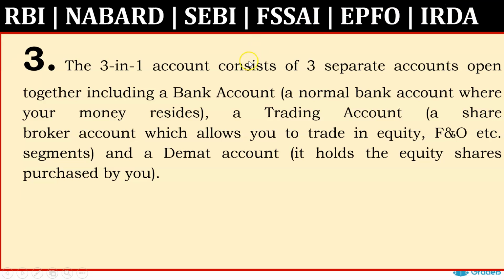The 3-in-1 account consists of 3 separate accounts opened together, including a bank account, a normal bank account where your money resides, a trading account, a share broker account which allows you to trade in the equity, F&O, futures and options segments, and a demat account. It holds the equity shares purchased by you.